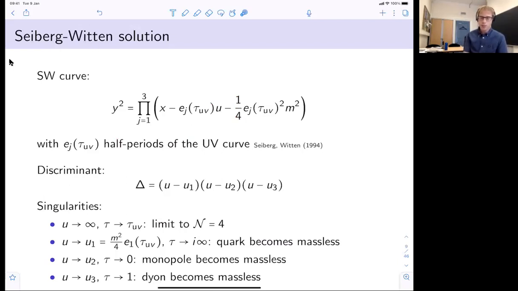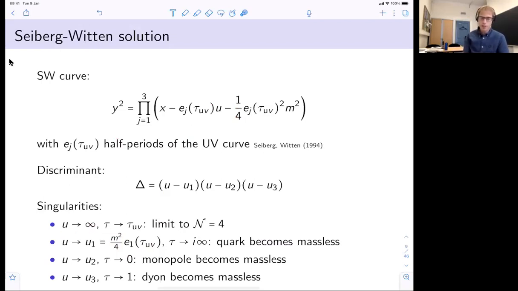So we can see where the singularities of this curve are if we determine its discriminant. The discriminant takes the following form: delta is equal to (u minus u1) times (u minus u2) times (u minus u3), where u1, u2, and u3 are equal to just the combination m squared over 4 times these half periods, e1, e2, and e3, respectively. Okay, so we see the following singularities.